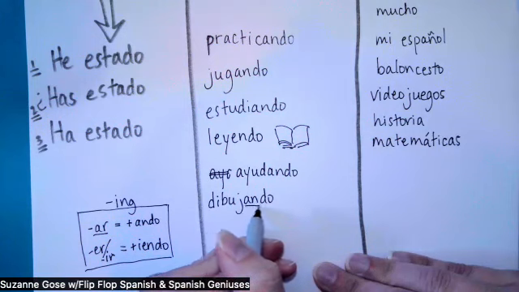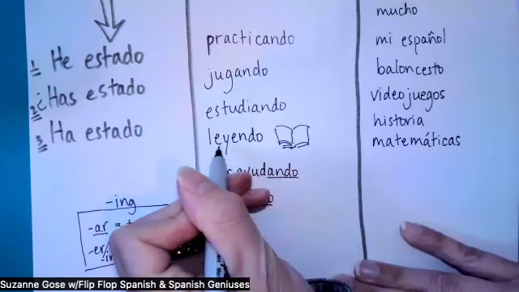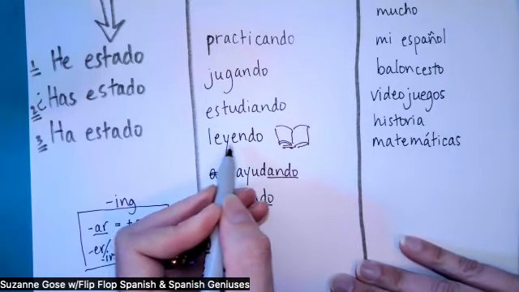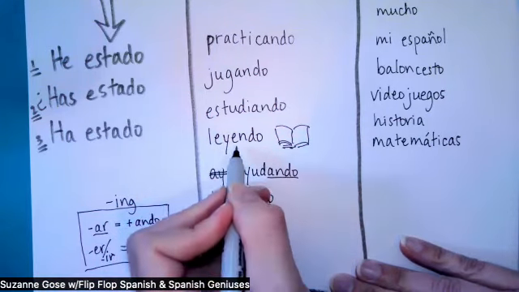So you can see that ING, ING. Now look at this, leer. If we have an I between two E's, that's funky and weird. So we change it to a Y. Leyendo.